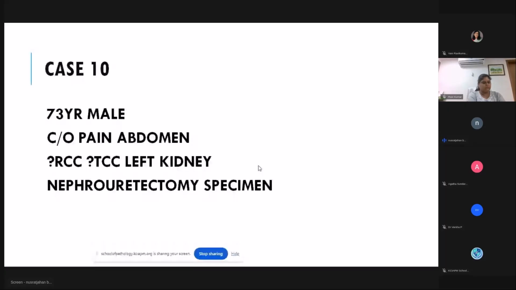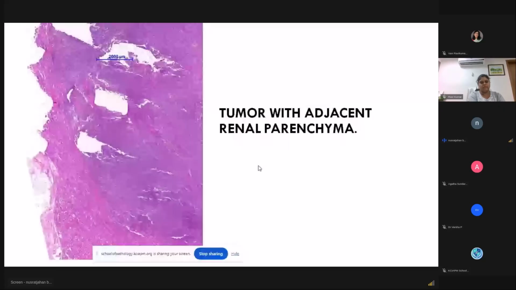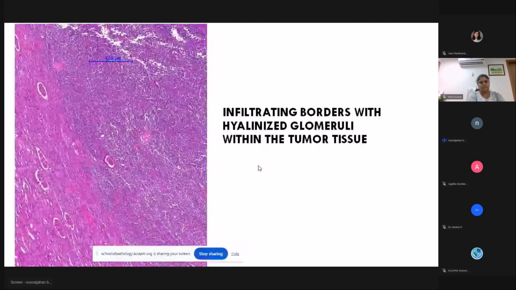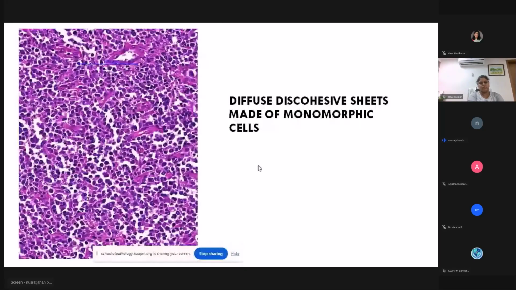So this was the section studied. The section shows a tumor with adjacent renal parenchyma. On higher magnification, the tumor shows infiltrating borders with hyalinized glomeruli within the tumor tissue. There are also hyalinized glomeruli, atrophic tubules, and lymphocytic infiltration in the adjacent renal parenchyma. On high power, the tumor is composed of diffuse discohesive sheets made up of monomorphic cells.